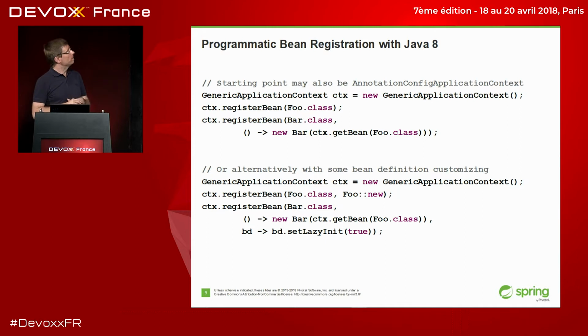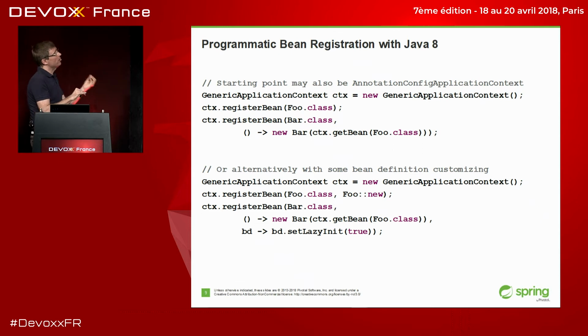It gets interesting below, right? The Bar class is registered with what we call an instance supplier. So we register a component of type Bar, receiving a bean definition for the core container.